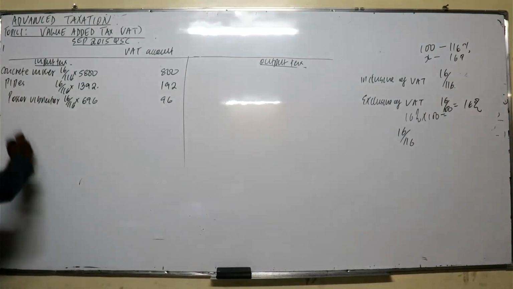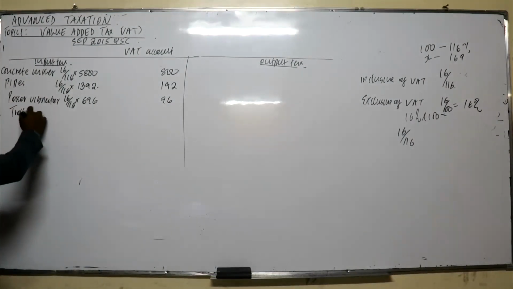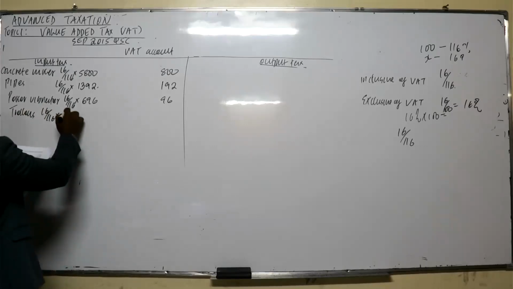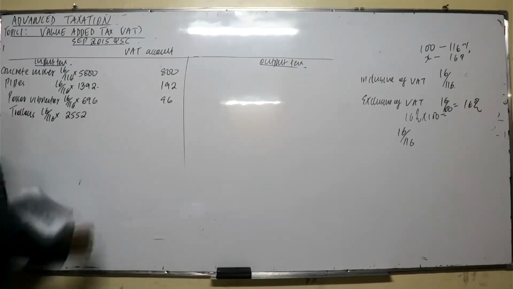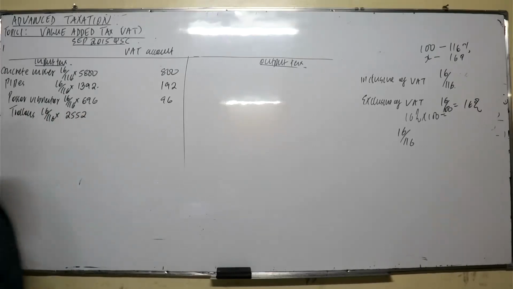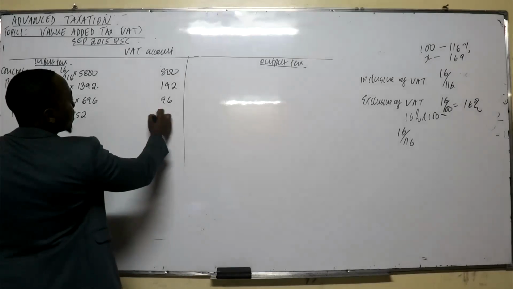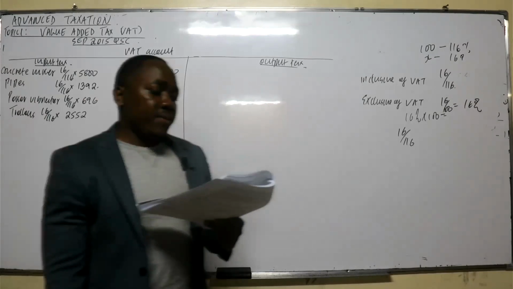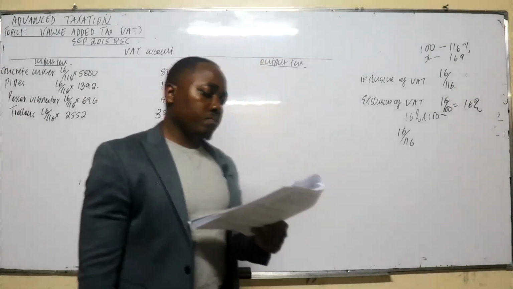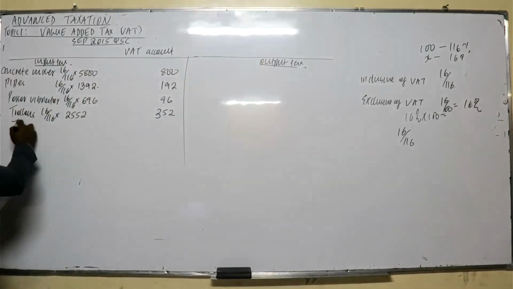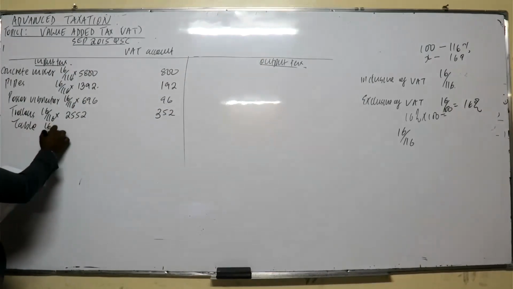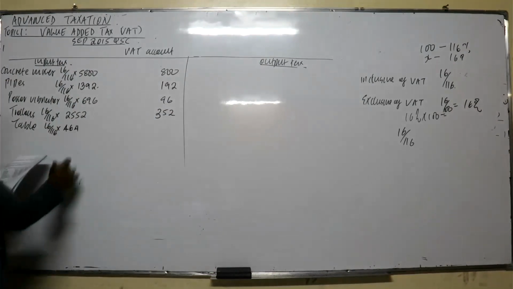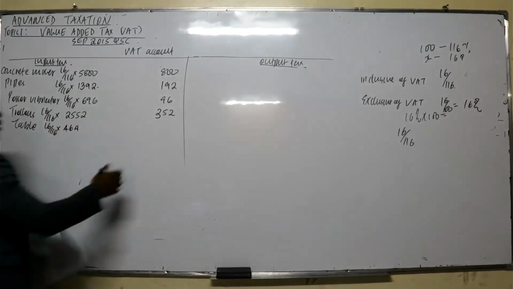Then we have 10 trolleys. 16 over 116 of 2552. What do you get? All right? 352. Then we have executive boardroom table. Boardroom table. 16 over 116 of 464. That's 64.